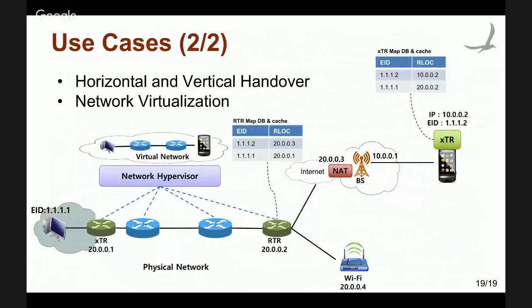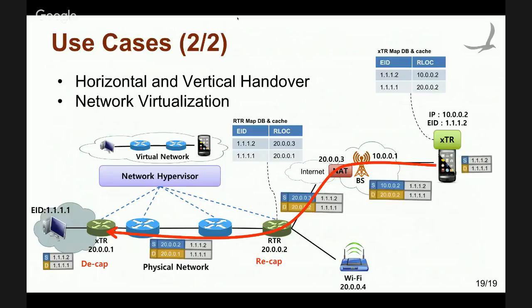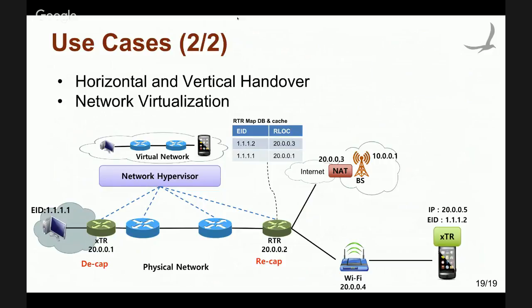Another case can be horizontal and vertical handover in mobile devices. Assume that one device is connected to the LTE network, like a base station, so this device will get assigned one IP address, like 10.0.0.2, and it also has its internal IP address, 1.1.1.2. And if it wants to move to the Wi-Fi network without changing its IP address, it just needs to move here, and at the same time it sends the solicit map request to the control plane to announce to all the XTRs that its location has changed.